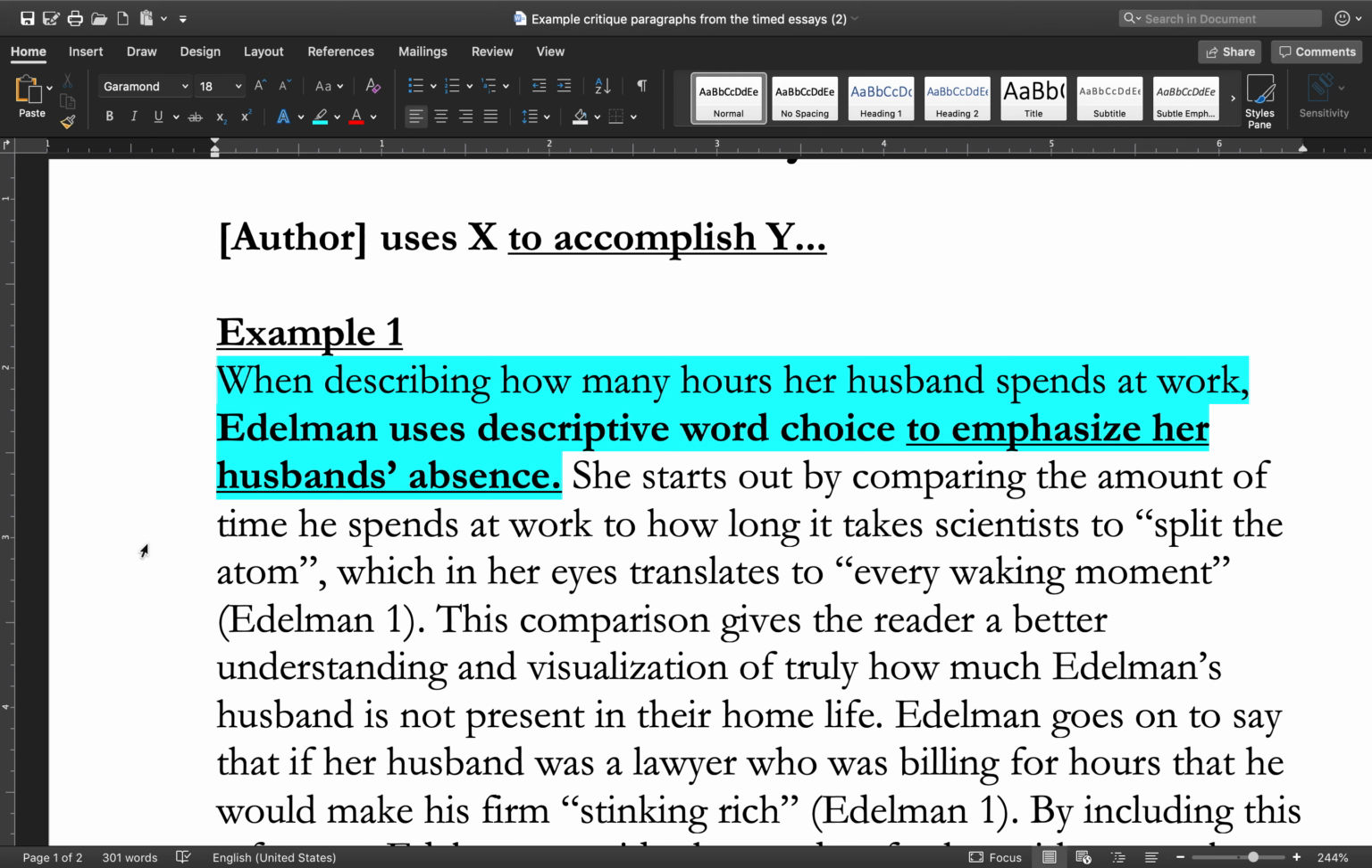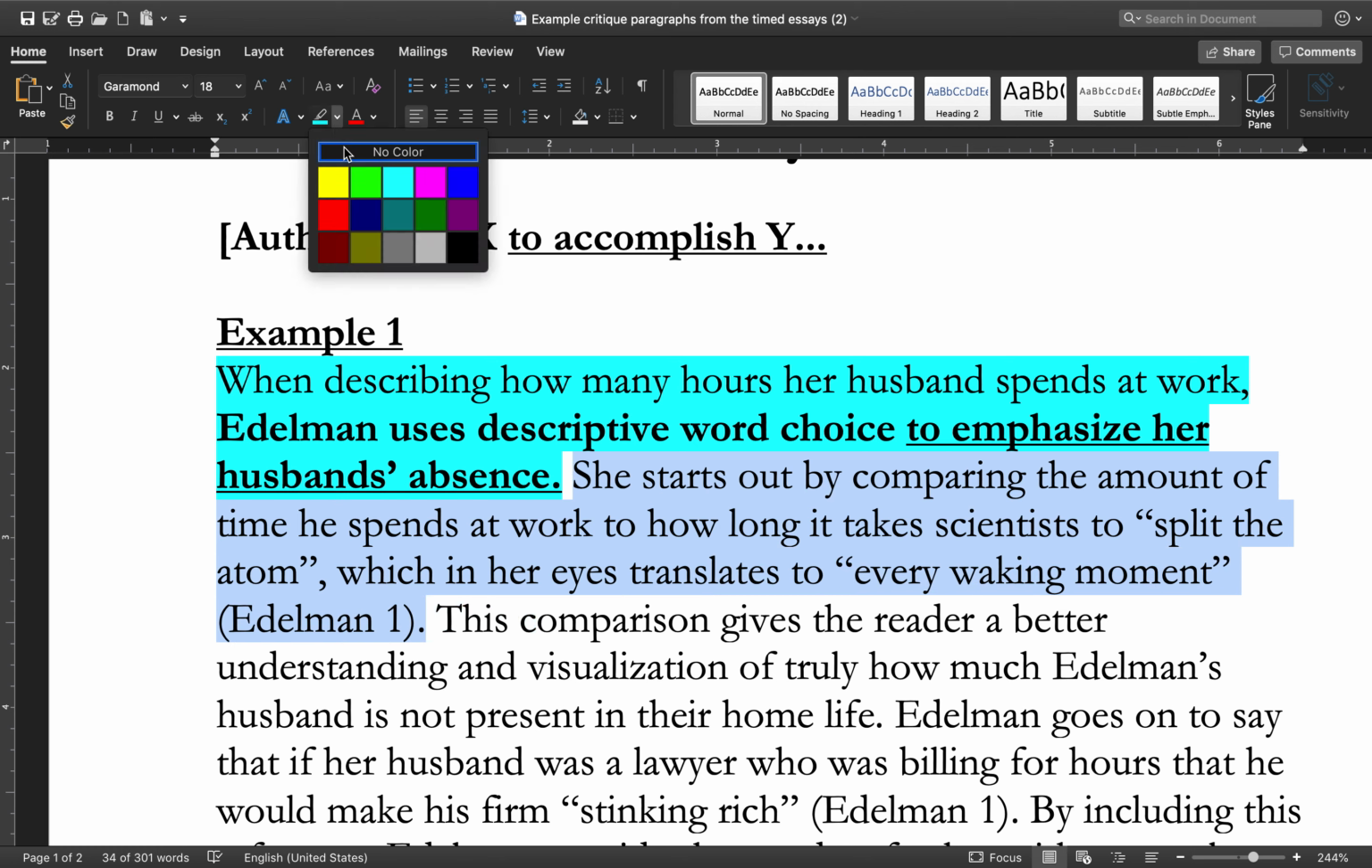So we start with a quality assertion that tells us the move and tells us the purpose of the move. Then the next thing we're looking for is the citation, which lo and behold we get. I'm going to make it yellow. Compare the amount of time he spends at work to how long it takes a scientist to split the atom, which in her eyes translates to every waking moment. So we have a relevant quotation with some descriptive word choice. The student does a great job of splitting up the quotation. We have split the atom, 3 words, every waking moment, another 3 words, 6 total words, but well integrated into her paragraph. Kudos to her for that.